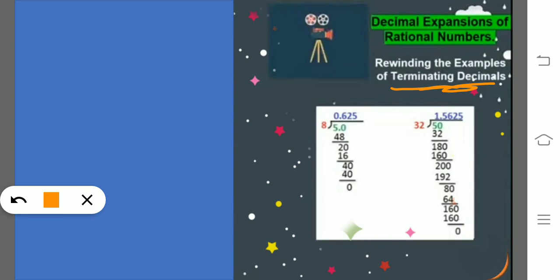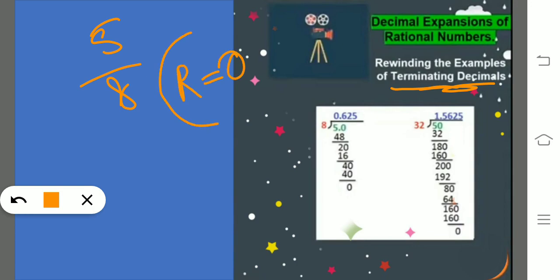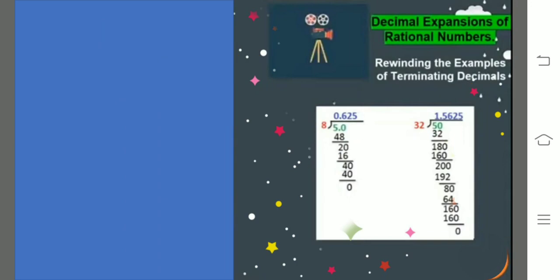If you are dividing, like 5 by 8, and you get remainder 0, then this expansion is a terminating decimal expansion. Terminating decimal expansions are those in which we get 0 as a remainder. Okay, easy way. This is not a tough way to explain, it's a very simple way. Now let's move on to the next slide.